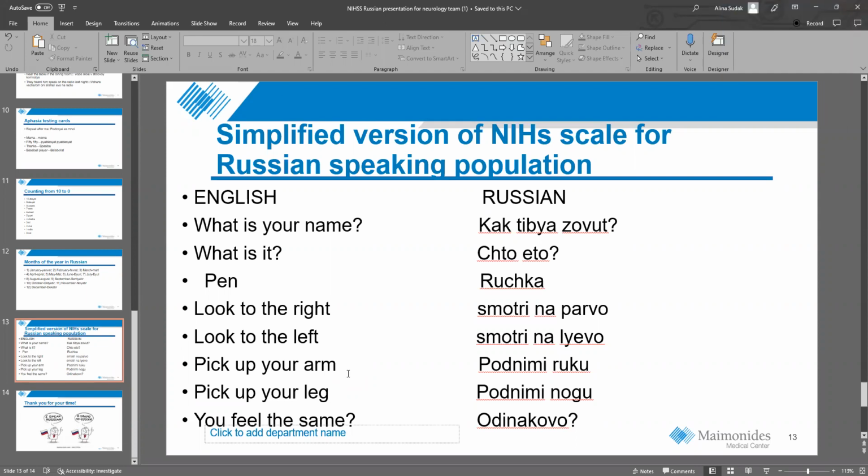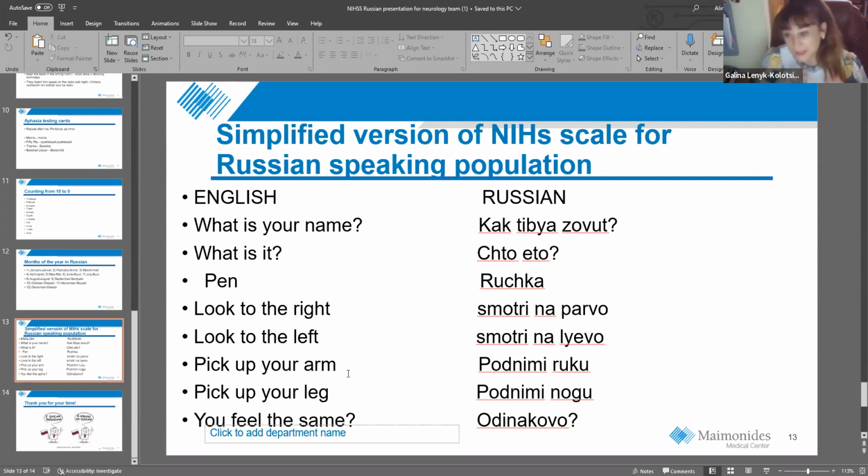Одинаково, I told you. Oh, sorry. What? When did you tell me that? Одинаково. You feel the same. So you're not really saying you feel, you're just saying, is it the same? Одинаково. But when you touch the patient on both sides, you kind of say одинаково. They understand that you mean do they feel you the same.